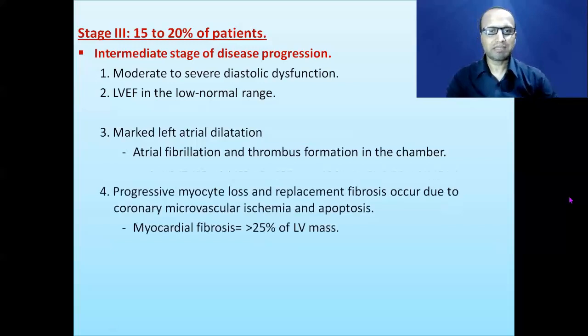There is progressive myocyte loss because of coronary microvascular ischemia. The myocytes die by apoptosis. And because myocardial cells cannot regenerate, these lost cells are replaced by fibrosis. So in stage 3, myocardial fibrosis accounts for more than 25% of total left ventricular mass.